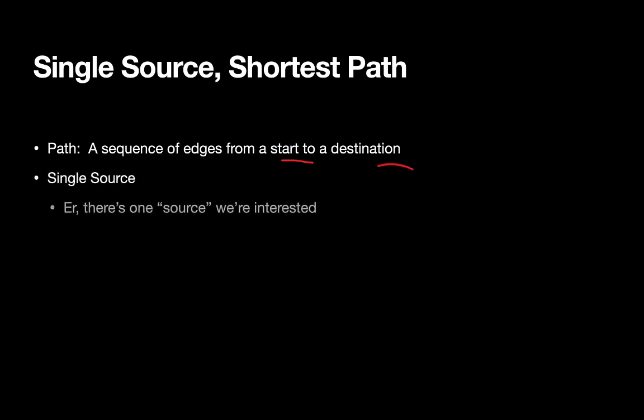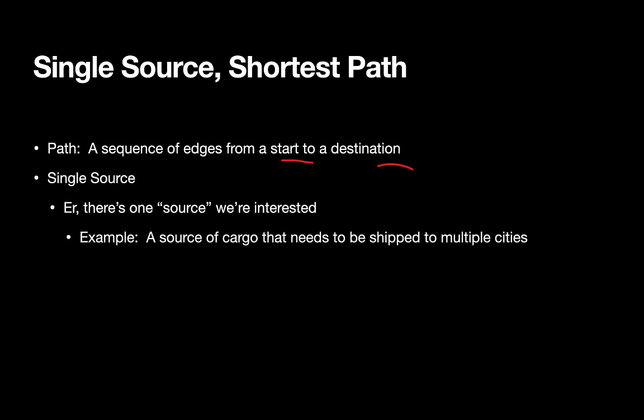So our main topic this week is the single source shortest path problem. The concept of a path is about a sequence of edges from a start to a destination. The idea of single source is that there's one source we're interested in, so a start location. As an example, maybe we're trying to ship cargo that needs to be shipped to multiple cities, and there's some place where the cargo is produced or manufactured. So it all starts at this one central place, and we want to ship it to many, many other cities from that place. Maybe it's something like a medicine or a vaccine that needs to be delivered as soon as possible.